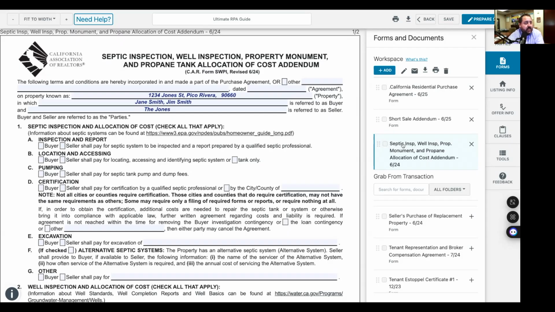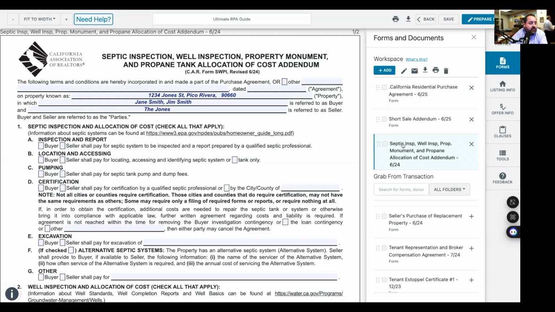So the following terms and conditions are hereby incorporated to be part of the purchase agreement. If I'm the buyer's agent, I'm sending this if I know that it has a septic tank. Septic inspection allocation of cost. So I would request that the seller pay for the inspection. Seller shall pay, or where it says buyer or seller shall pay for septic system to be inspected and a report prepared by a qualified septic professional. The location accessing, I would ask for the seller to pay for that. Now, the pumping, I'm not sure that's always going to be necessary, but you could check that if it is, that the seller could do that.